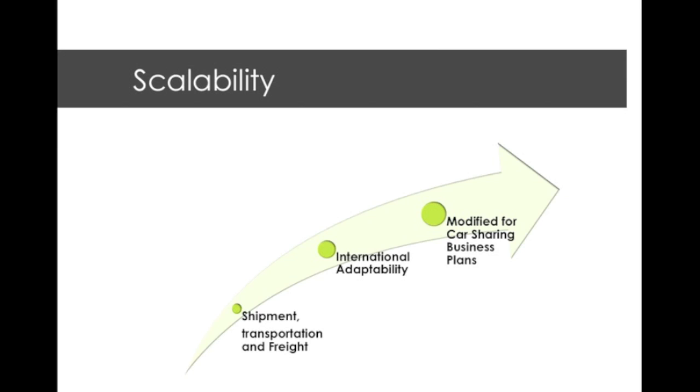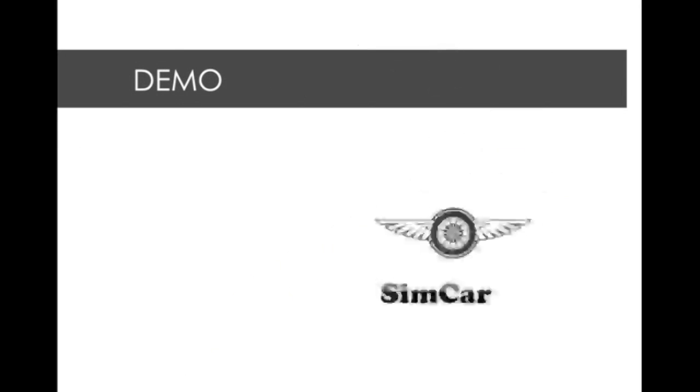Another great thing about the way we chose to develop SimCar is its scalability. The model can be adapted to different industries that also require inventory management, such as the shipping industry. It can also be adapted internationally or even applied to the ever-growing popularity of car-sharing business plans. We built our models with flexibility in mind. And now for our model.